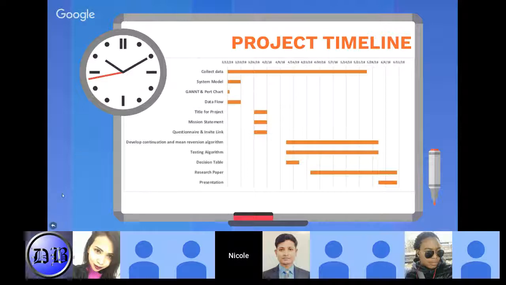And lastly, I would like to add that the Gantt chart made it easier for us to lay out our responsibilities in an organized fashion and to complete them on time. Thank you.